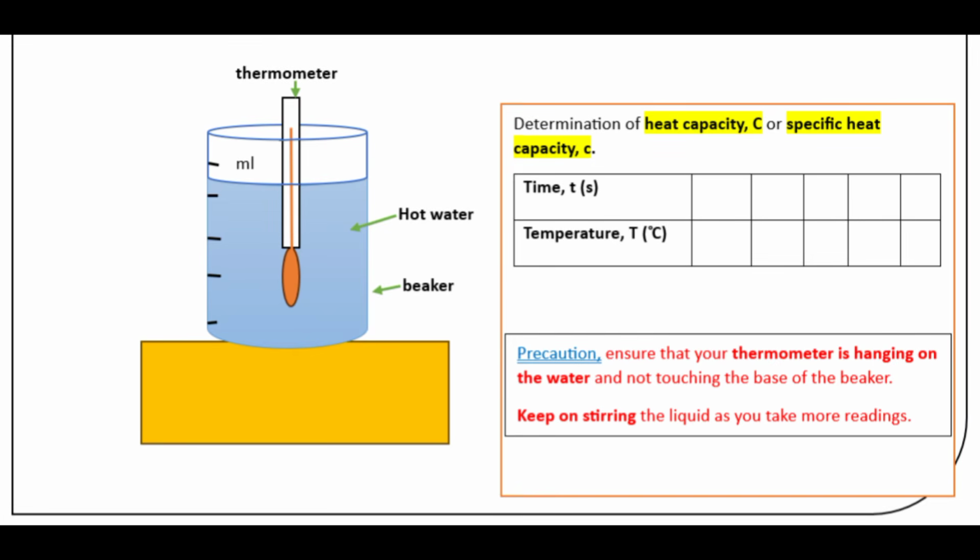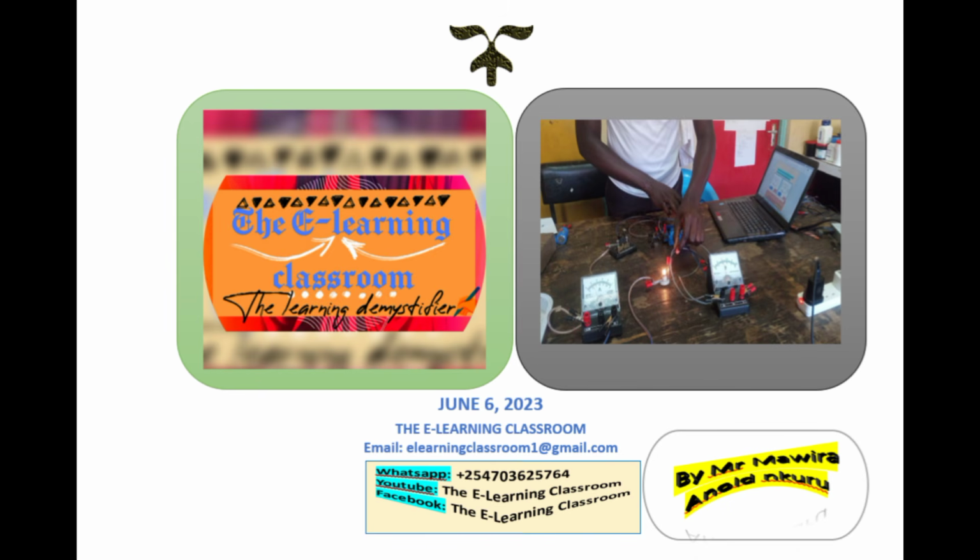We have also another experiment here. It has to do with the quantity of heat, and in this case you're interested in the heat capacity or specific heat capacity, whereby now you are given some hot water, maybe at 80 degrees Celsius. Then you are measuring temperature after every time. After maybe 5 seconds you read the temperature. After maybe every 10 seconds you read the temperature. So you plot a graph and so on. So you should be able to get the specific heat capacity or the heat capacity from those graphs.